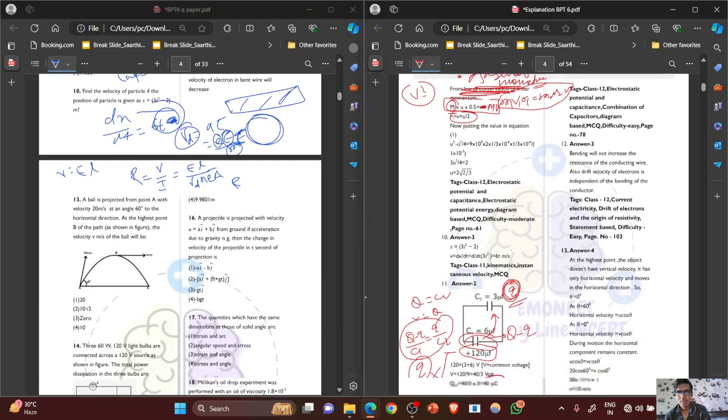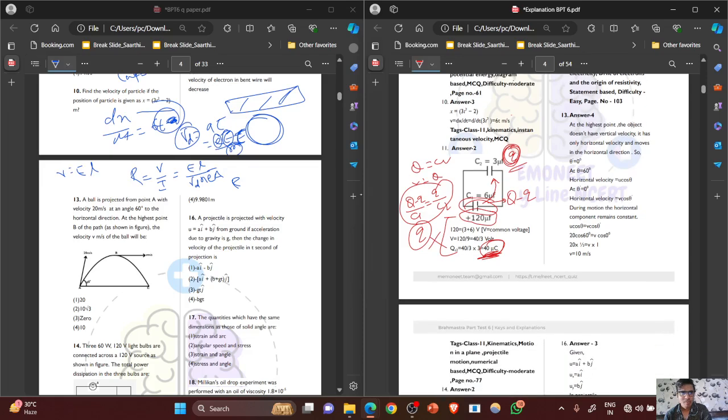Now moving ahead, a ball is projected from point A with a velocity 20 meter per second at an angle 60 degree to the horizontal direction. At the highest point B of the path, the velocity will be V. And you know, at the highest point there will be only U cos theta. U will be 20, cos theta will be cos 60, which is 1 by 2, so 10 meter per second.